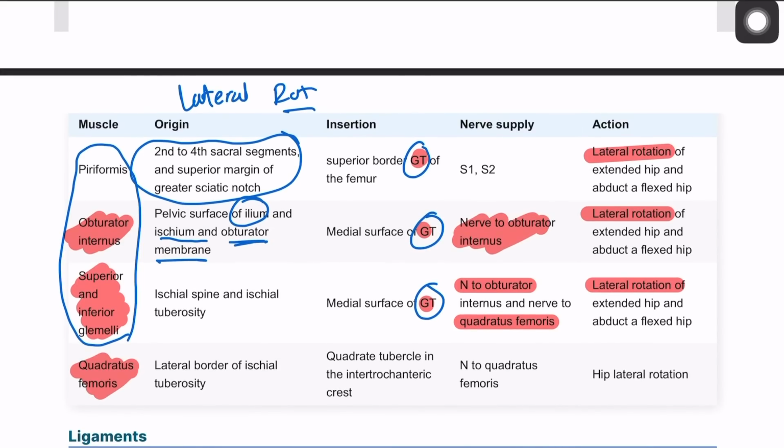Thank you. I think the next one will be the ligaments and probably the arteries and veins as well.